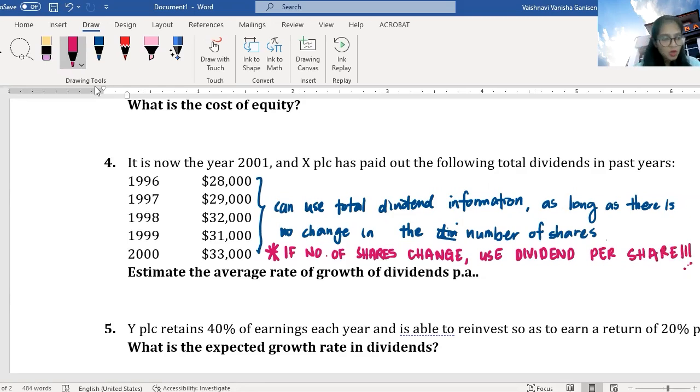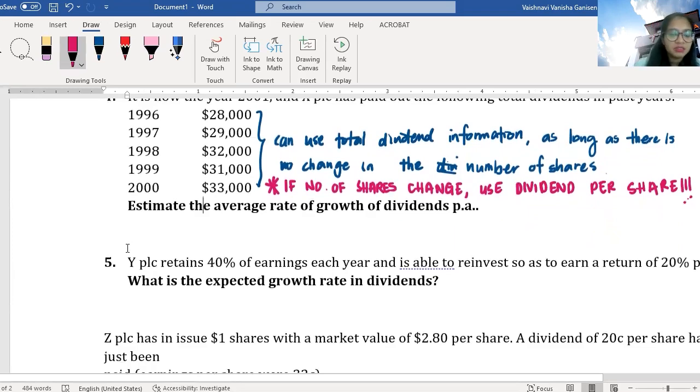Okay, so you want block letters, you want to highlight, you want to write it in red, you want to write it in, like I said, neon color, whatever it is, do it. But please remember this. If you want, you can go back to the other page where I write all the notes. You can even write it inside there. All right. Now, so how do I calculate my dividend growth?